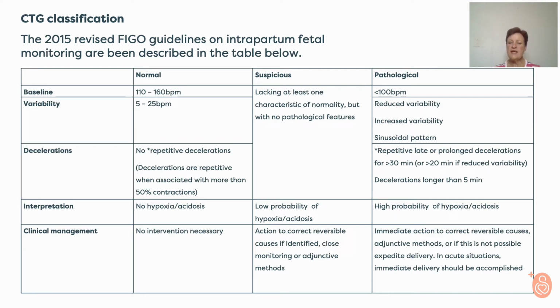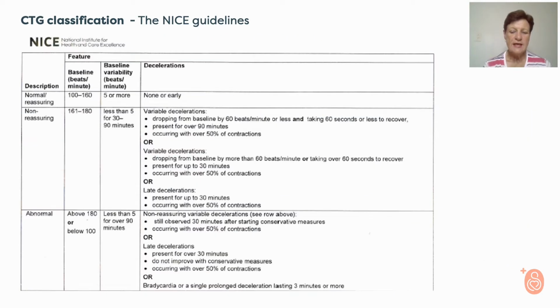And then in this last category, as far as management is concerned, my apologies, my slide moved on from the previous slide before I was finished. The management of the last category, the pathological category on the FIGO guidelines, would be to expedite labor as soon as possible, and we will talk about that a little bit later on when we get to the management on the FIGO guidelines.